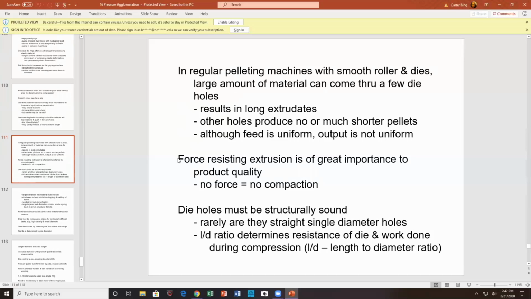So force resisting extrusion is of great importance to product quality. No force, no compaction. Die holes must be structurally sound. Rarely are they straight single diameter holes. We spend a lot of time worrying about the shape of those dies, I tell you. L/D ratio determines the resistance of the die and work done. That's just L/D, pipe flow again. A die hole is simply a pipe, but not a single diameter pipe. It may be flared at the opening or at the back end, or both.